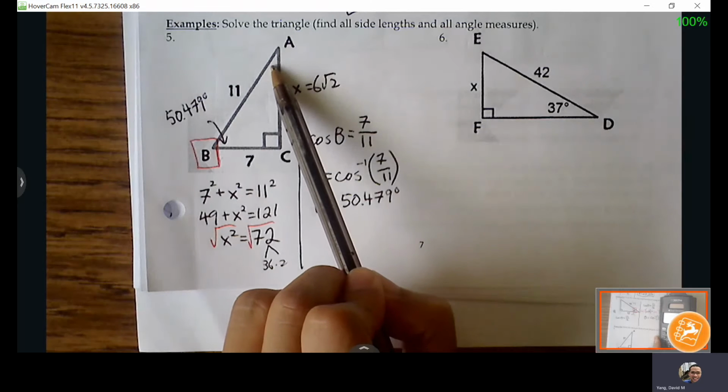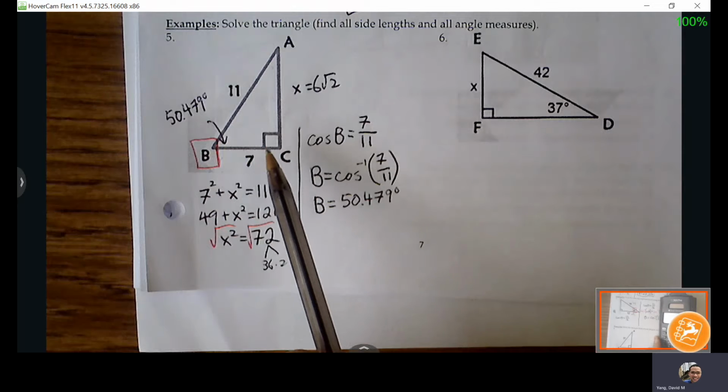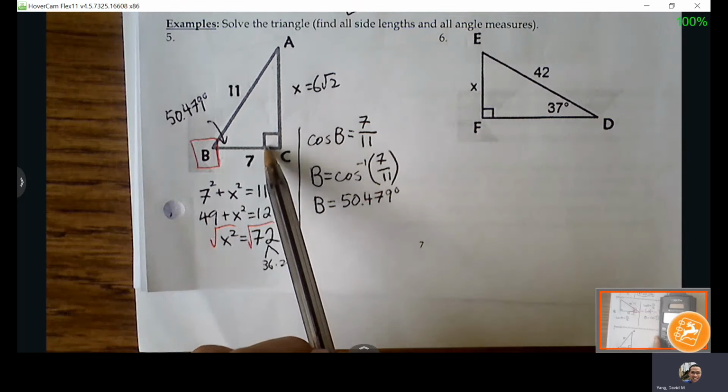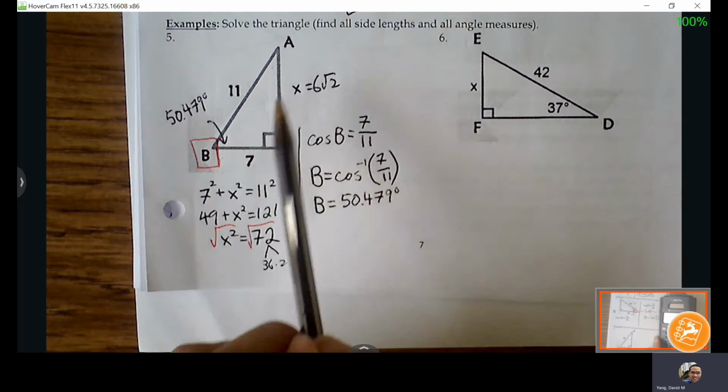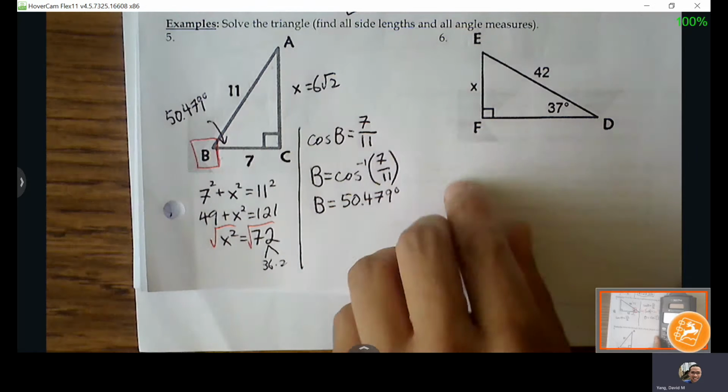But I can find angle A a lot easier now. I don't have to go through trig anymore because we have an easier path. You know that all 3 angles add up to be 180. You know that I got 2 angles, I can find that 3rd angle. Okay, but I want to show you a different shortcut here.